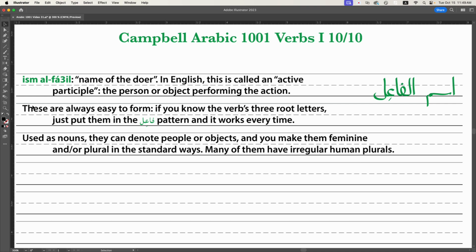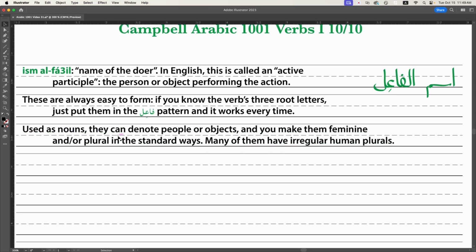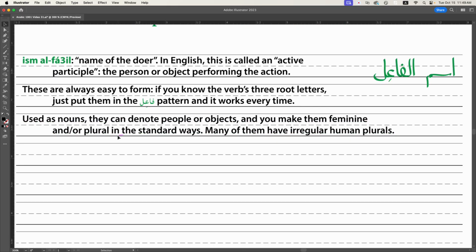They can be used as nouns or adjectives. In fact, standard Arabic grammar thinks of nouns and adjectives as being essentially the same thing. So they can denote people or objects, and if so, you make them feminine or plural in the standard ways. If you use them as nouns, a lot of them have irregular human plurals. So take amila. Amila means to work. It really means he worked. And so an amil is a worker. If the worker is a woman, she's an amila.